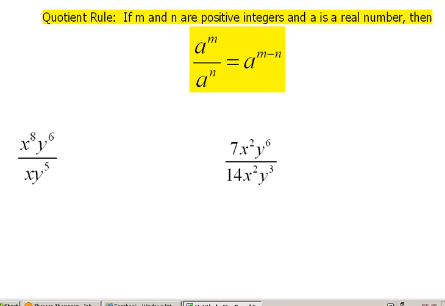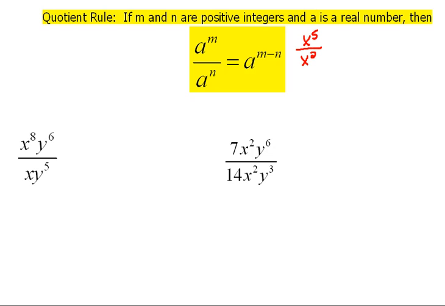a to the m over a to the n equals a to the m minus n power. Basically, and this is really nice to do out to where you can see what's happening here. Let's say that we had x to the fifth over x squared. We are basically dividing like bases. That's what this rule is saying. Well, according to the rule, we would subtract the exponents, m minus n.